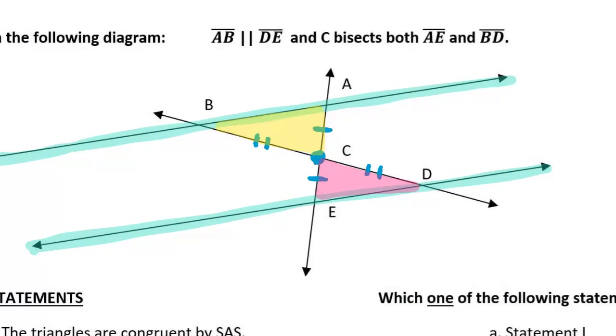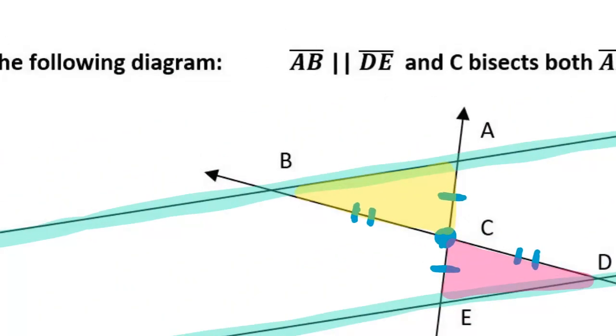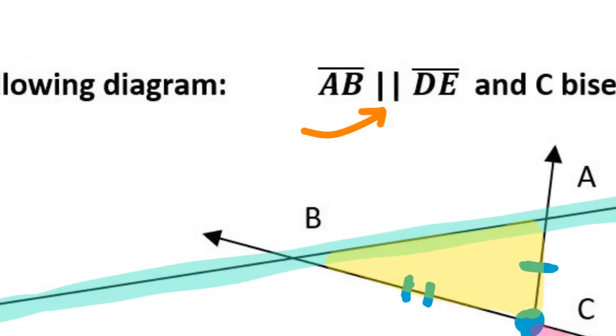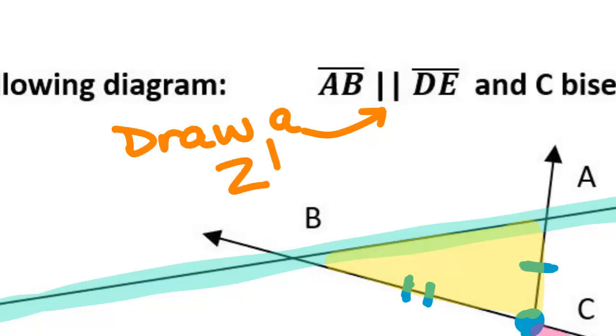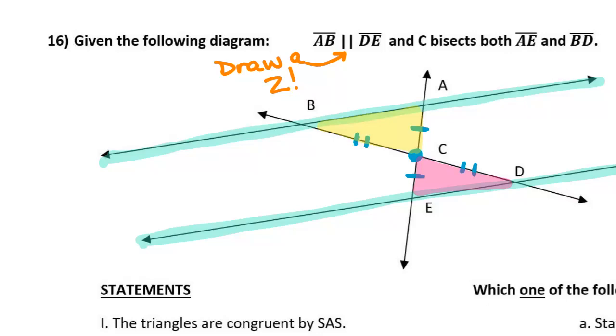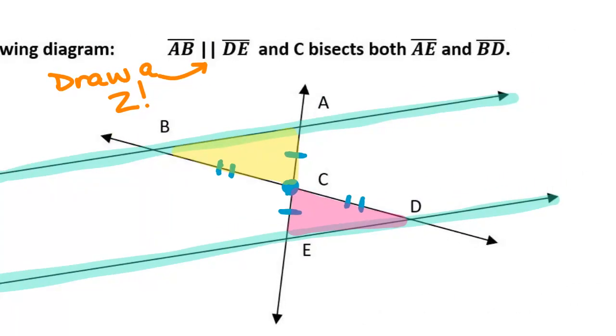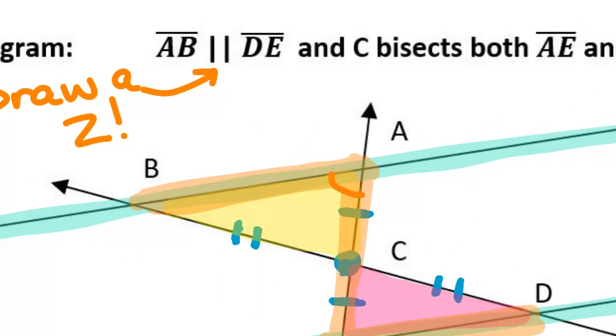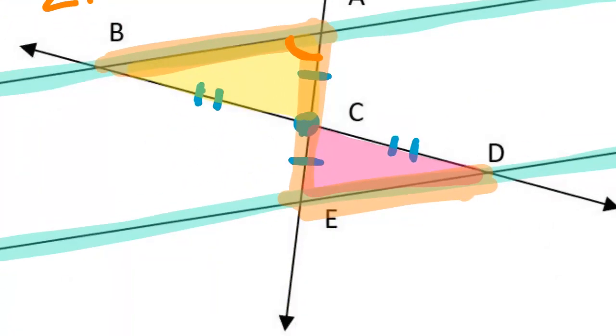So let's see what we've got. We know that these two lines are parallel. When we see parallel, we draw a what? Draw a Z. Drawing that Z helps me find my alternate interior angles. So I'm going to trace over my parallel line, down a transversal, and over the parallel line again. So if I match orange to orange, that would be this corner here and this corner down here.